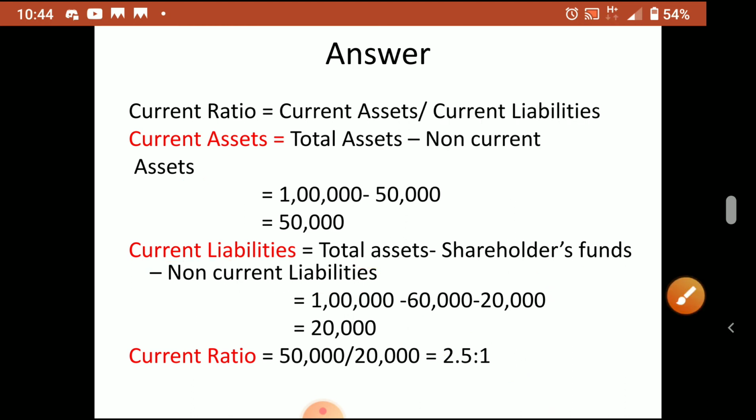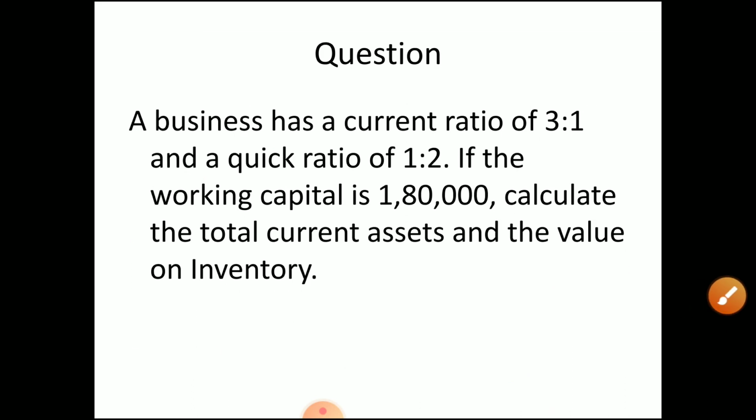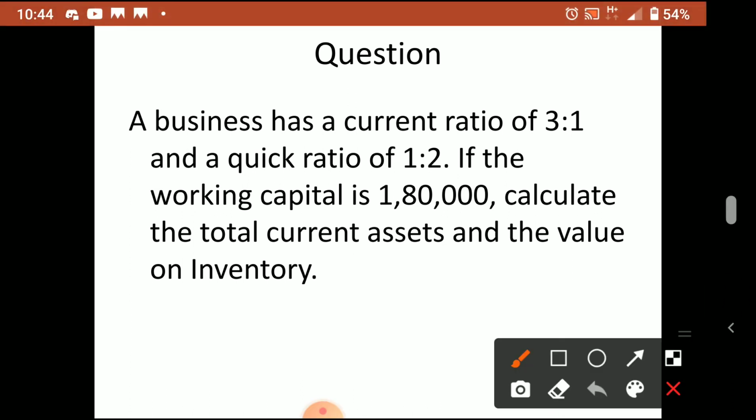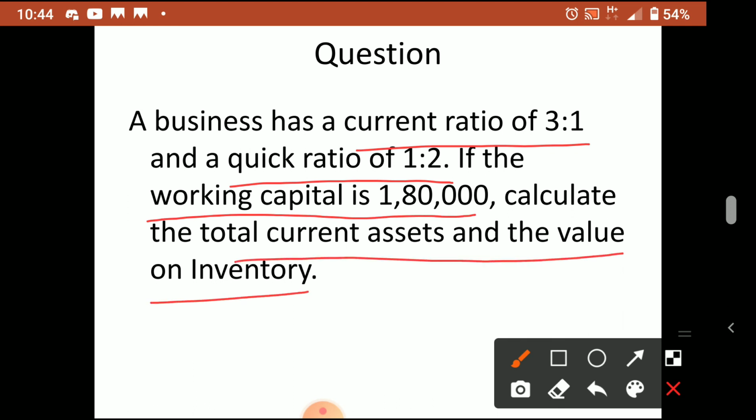Understood, no? Okay, so another question we'll discuss, because this is also very important. A business has a current ratio of 3 is to 1. Quick ratio also given 1.2 is to 1. If the working capital is 1,80,000, calculate the total current assets and the value of inventory. Here current ratio is given, quick ratio is given, working capital is given. Now from all these three details, how to calculate current assets and value of inventory? So that is the question. So this also I will explain in the video.